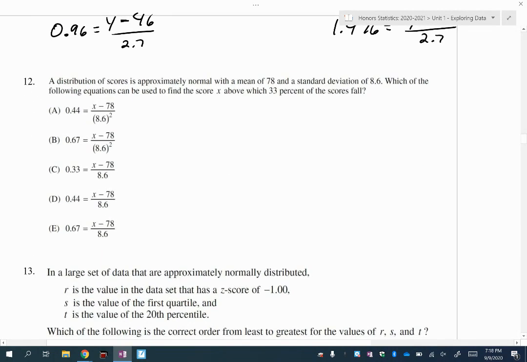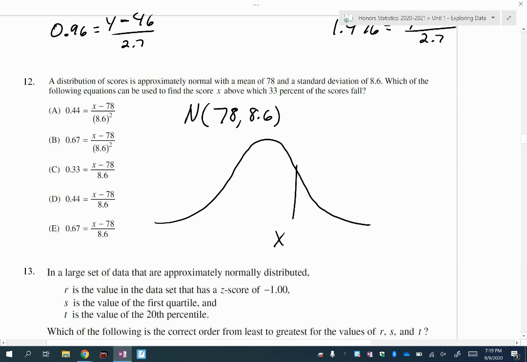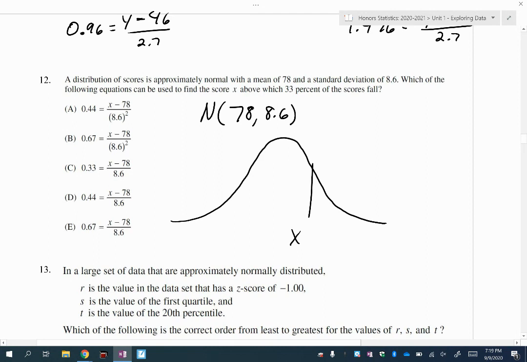Number 12, a distribution of scores is approximately normal, with a mean of 78 and a standard deviation of 8.6. Which of the following equations can be used to find the score x, some score x, I don't know what it is, above which 33% of the scores fall? So 33% of the scores are above score x.